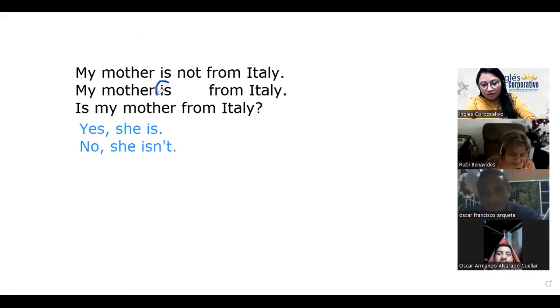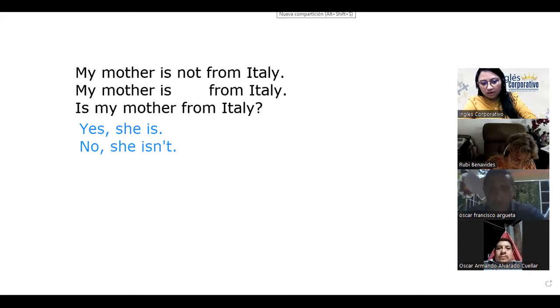Vaya, miren, si quiero convertir esta afirmativa en pregunta, what do I need to do? Paso el verbo to be al inicio, antes del sujeto. Is my mother, y luego el complemento, from Italy. Is my mother from Italy? Y ahora ya tengo una forma interrogativa. Así es como podemos pasar una oración negativa, convertirla en afirmativa, interrogativa. Los tres tipos de oraciones en el inglés: affirmative, negative, interrogative, okay? But in this case, lo que practicamos es hacer preguntas que se responden con yes and no.